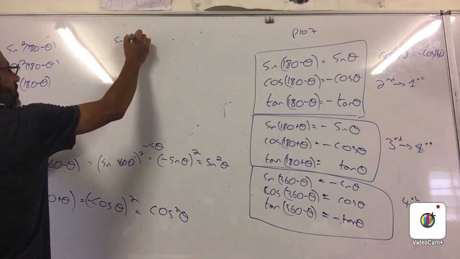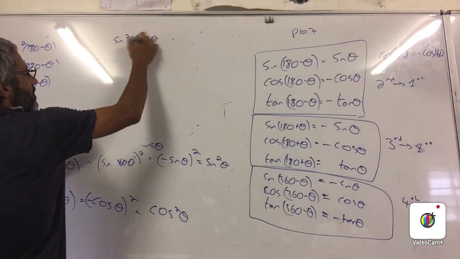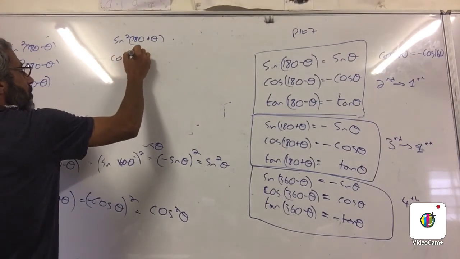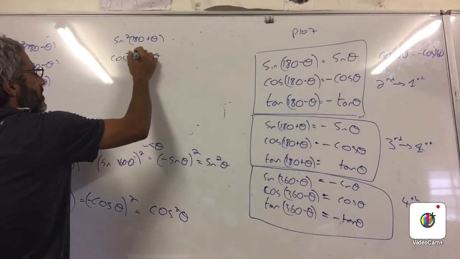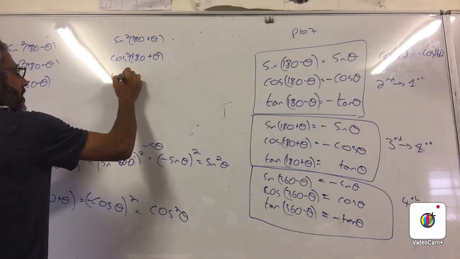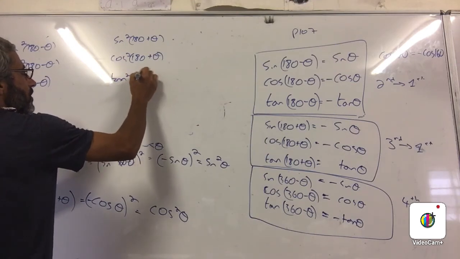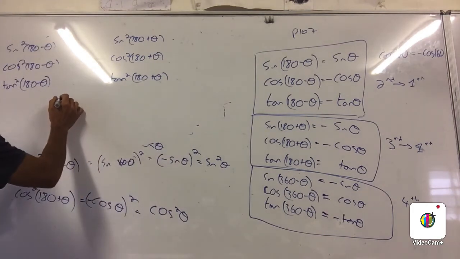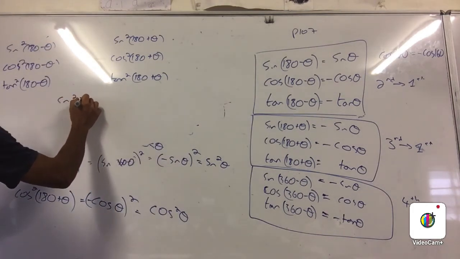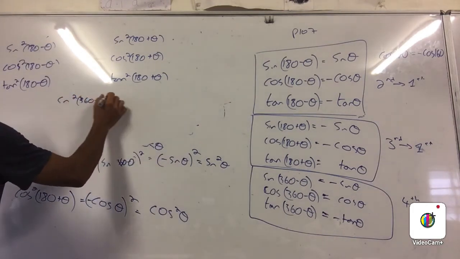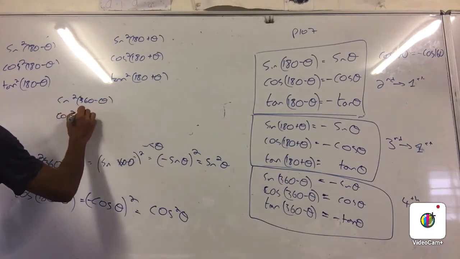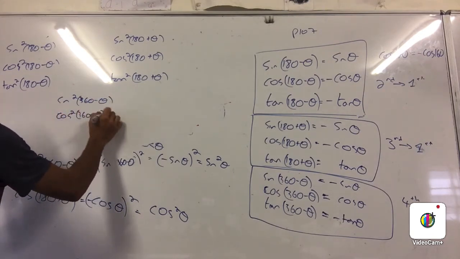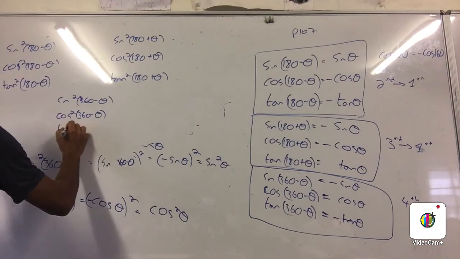Sine square (180 plus theta), cosine square (180 plus theta), tan square (180 plus theta). One last one: sine square (360 minus theta), cosine square (360 minus theta), tan square.